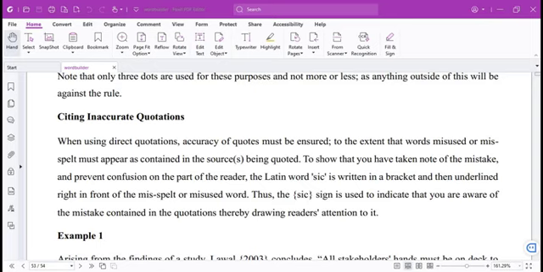When using direct quotations, accuracy of quotes must be ensured to the extent that words misused or misspelled must appear as contained in the sources being quoted. To show that you have taken note of the mistake and prevent confusion on the part of the reader, the Latin word sic is written in a bracket and then underlined right in front of the misspelled or misused word. Thus, the sic sign is used to indicate that you are aware of the mistake contained in the quotation, thereby drawing readers' attention to it.